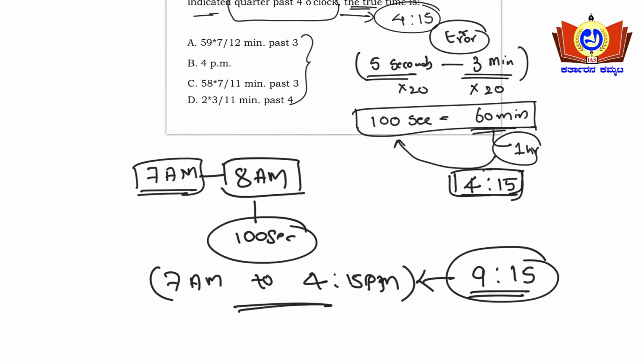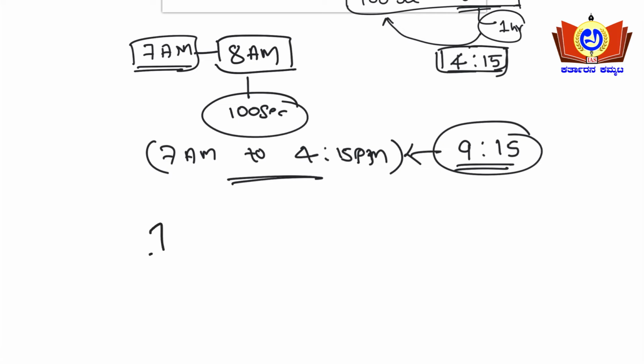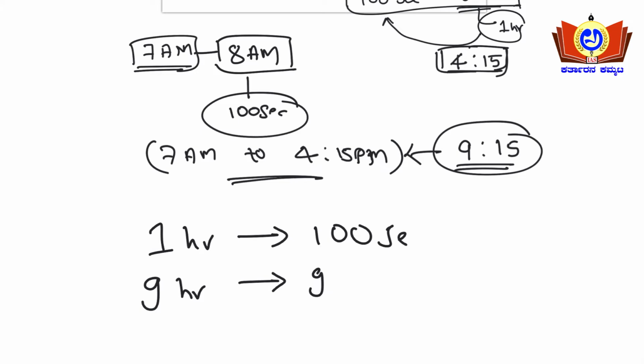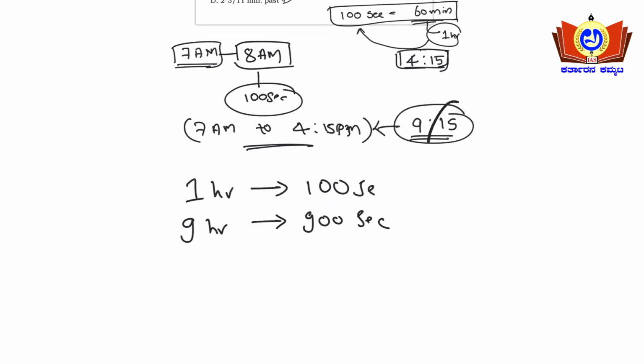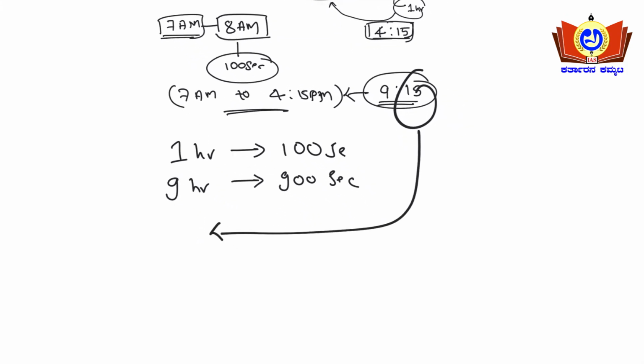Okay, so for every 1 hour what is the error we are getting? 100 seconds is the error. So for 9 hours that will be 900 seconds is the error here. Okay, and this 15 minutes is there here, that 15 minutes we need to add here. See here, for 1 hour 100 seconds is the error. Okay, so for 30 minutes 50 seconds will be the error.